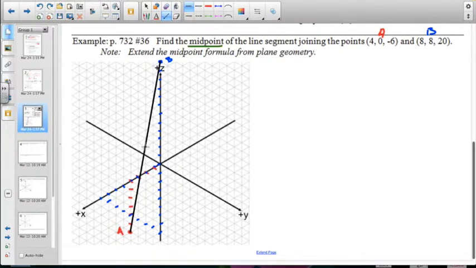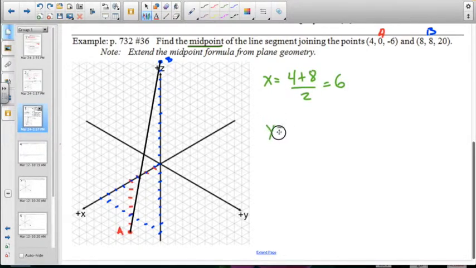So we want to find the point that's right in the middle of that line. So really we want to find this distance that's halfway between 4 and 8, halfway between 0 and 8, and halfway between -6 and 20. And so if we want to find a point that's halfway in between, algebraically, all we really have to do is average those things. So if we think about it, we were out 4 for point A, and we're out 8 for point B. Halfway between those things must be 6. So for the x component, 4 plus 8 divided by 2 gets us 6.